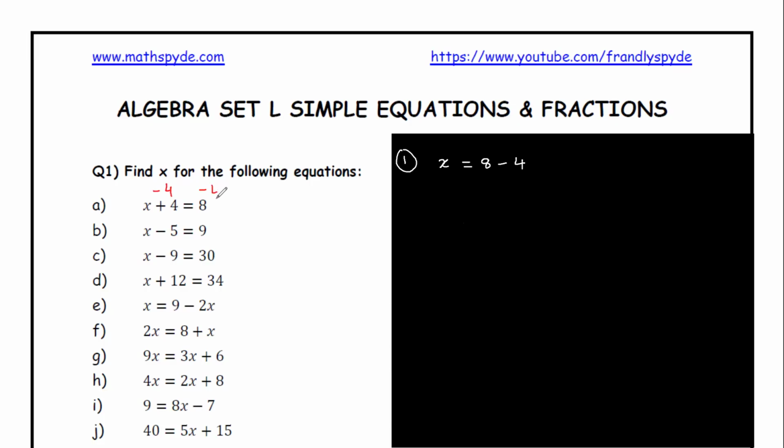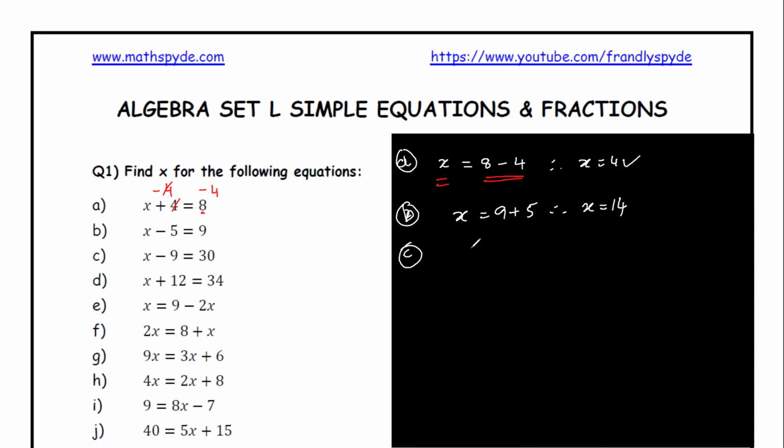So when you subtract 4 on both sides, -4 and -4, this cancels out. So you're left with x, and 8 minus 4 is here on the right side. Okay, so therefore x is equal to 4. Easy peasy. Now A and B. Okay, B. X minus 5 is equal to 9. So x is equal to 9 plus 5. Therefore, x is 14.